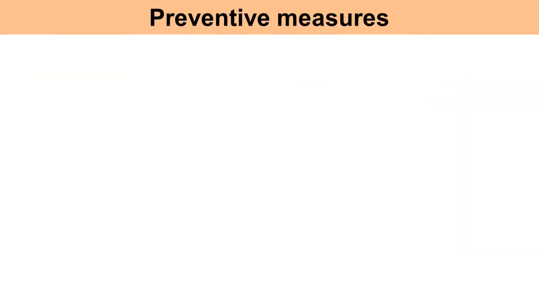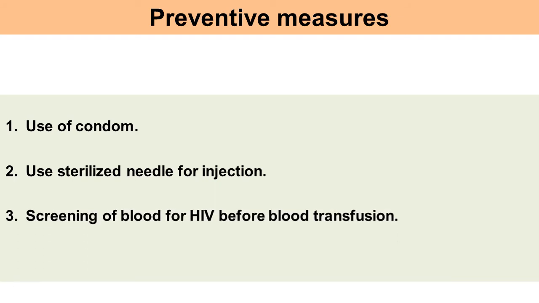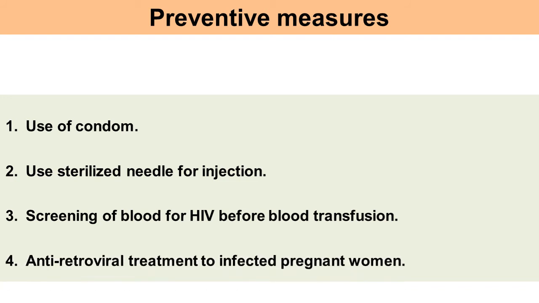The different preventive measures of HIV transmission are use of condoms, use of sterilized needles for injection, and screening of blood for HIV before blood transfusion. To prevent transmission from an infected mother to her child, antiretroviral treatment can be given to pregnant women.